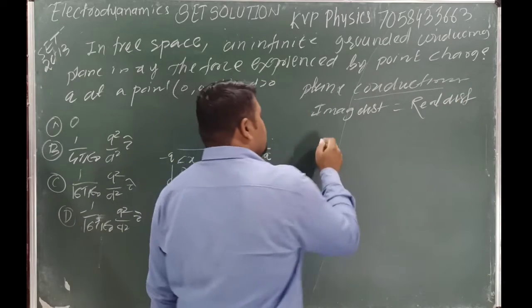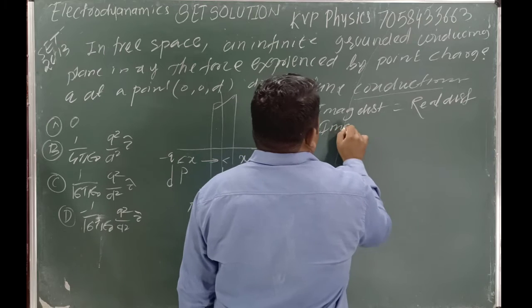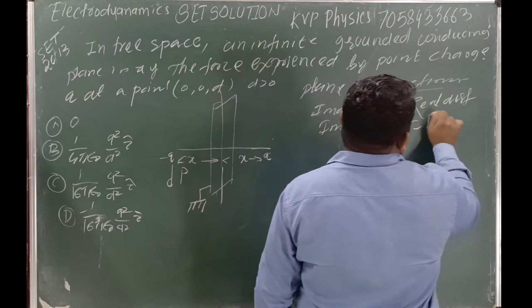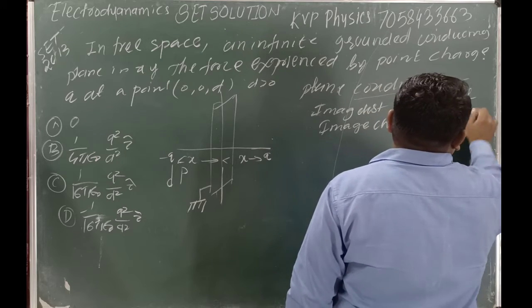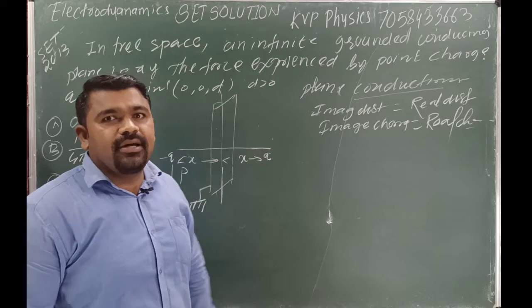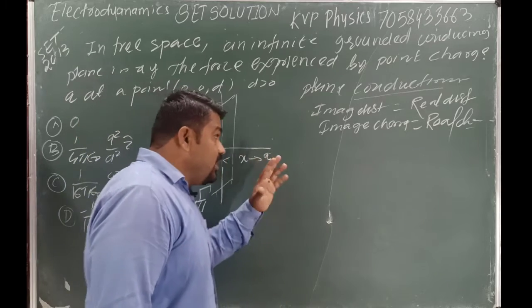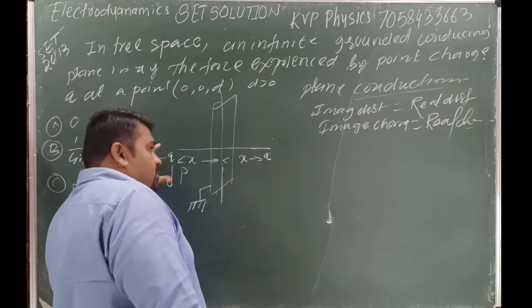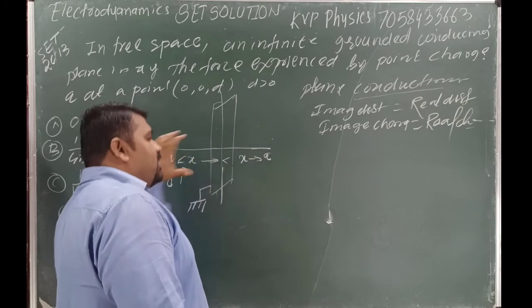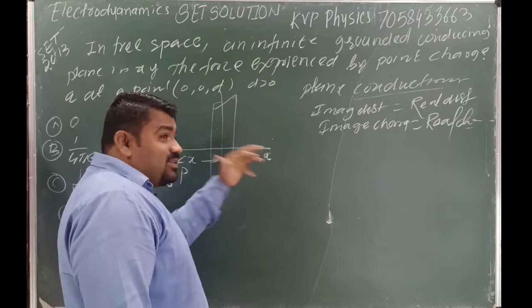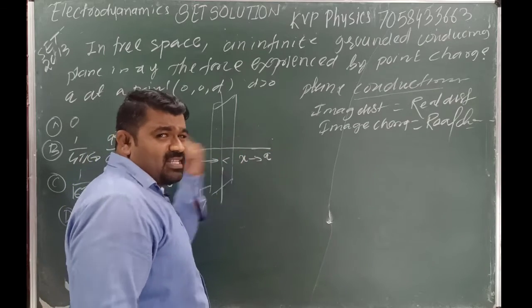And the second case: image charge is equal to, yes, real charge in magnitude. Got it? This is the relation between distance and charge. How to identify? Here charge is q, here minus q; here 2q, here minus 2q; here 3q, here minus 3q; here minus 4q, here plus 4q; here 5q, minus 5q. Means the charge is inverted. Plus becomes minus, minus becomes plus.